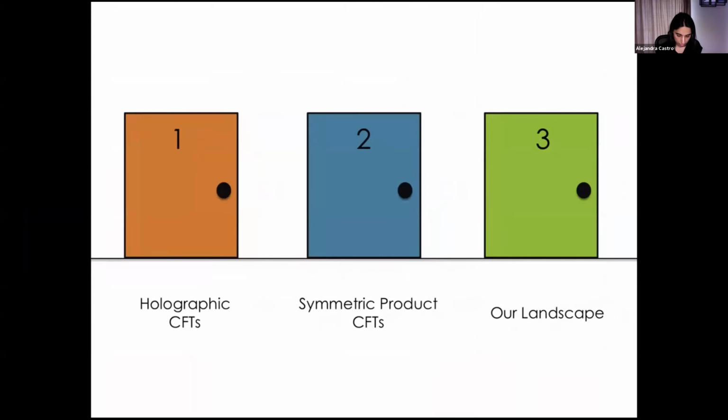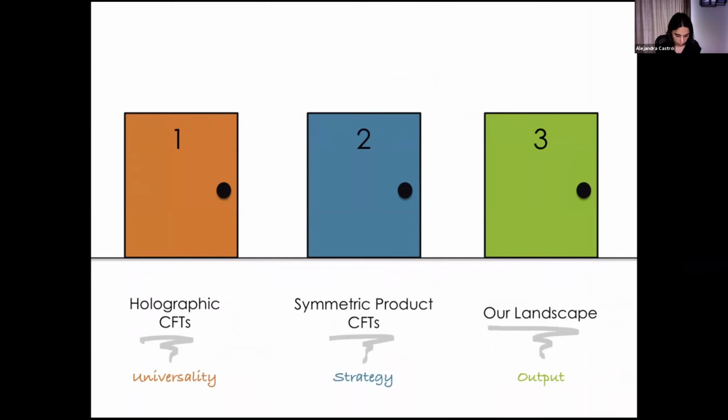So what I'm going to do is divide this seminar into 3 parts, okay? We're going to explore 3 different doors. Each of these doors has its own kind of theme behind it. The first thing that we're going to do is talk about holographic CFTs. I'm going to describe what the universal properties of these CFTs are, what the set of conditions is that I want.